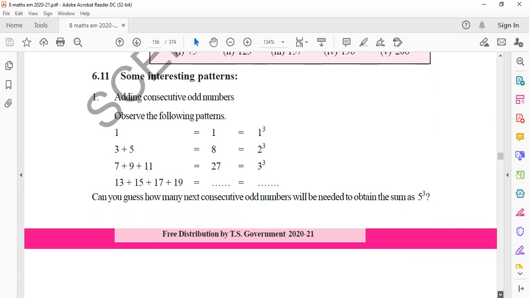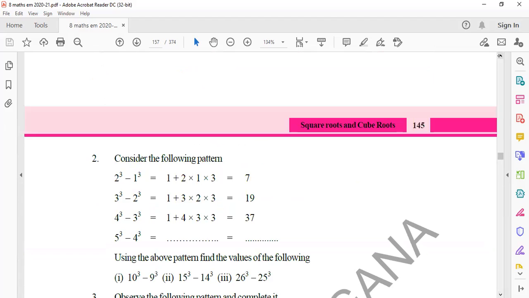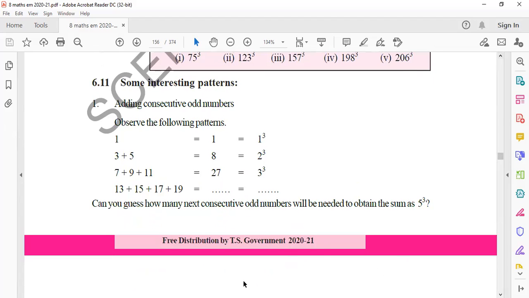Next, here they mention a pattern. It's one type of pattern that I can easily understand. Let us see what the pattern is. They are telling 1 is equal to 1 cube. After 1, they write odd numbers 3, 5. 3 plus 5 is 8, so 8 is 2 cube. After 5, we have 7, 9, 11. Their addition is 27, which is 3 cube. After this, you add 13 plus 15 plus 17 plus 19. This number is 64, which is 4 cube.